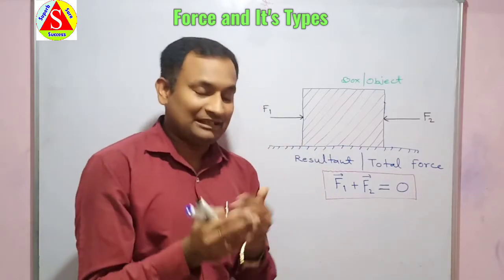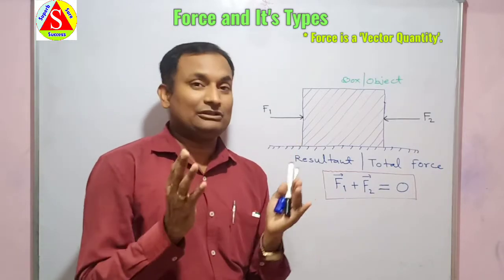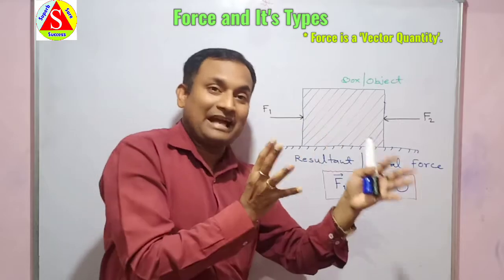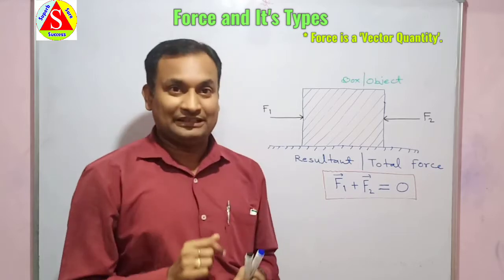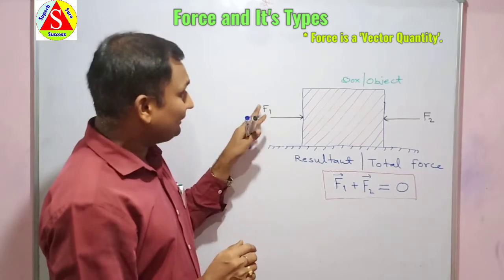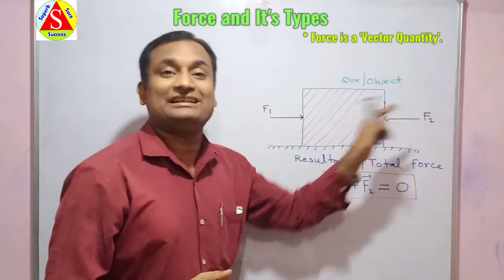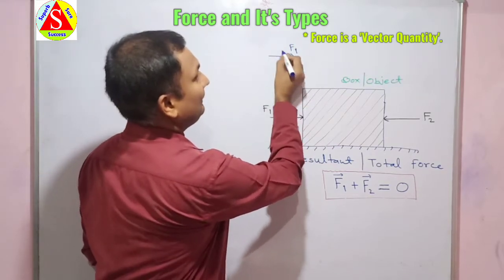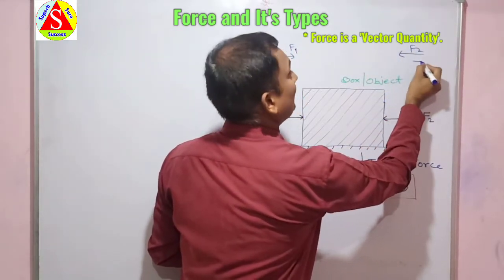So what is the meaning? Dear students, we know that force is a vector quantity. We know the meaning of vector quantity: a vector quantity is one in which direction is included along with magnitude. So force is a vector quantity. It means here the direction matters. Here we have two forces F1 and F2, and both are acting on the body from opposite directions. It means if we take F1 as positive here, in that case we have to take F2 as negative.